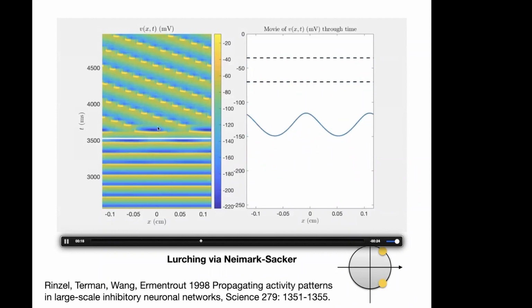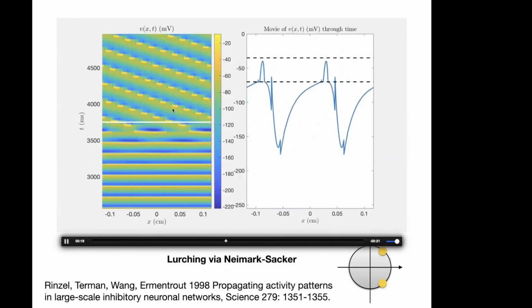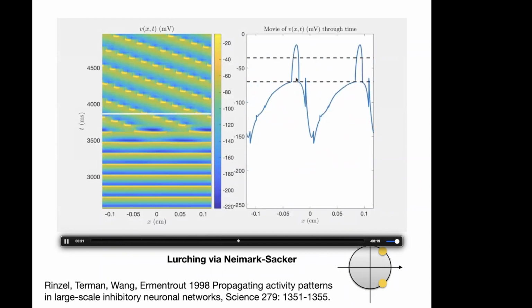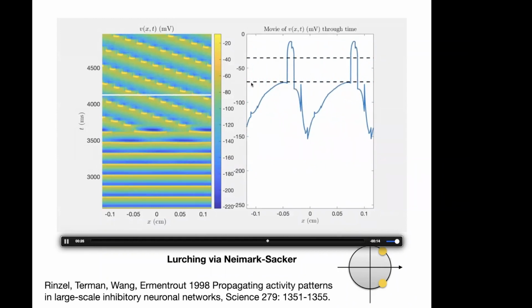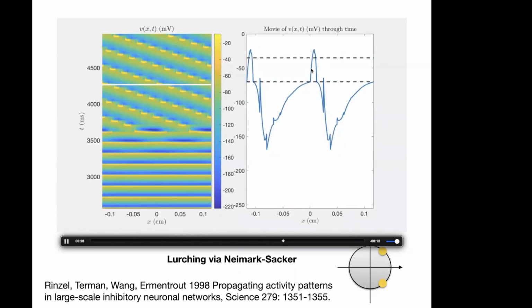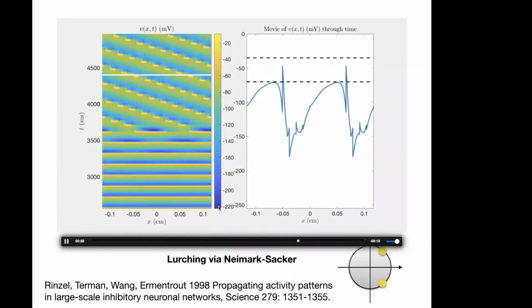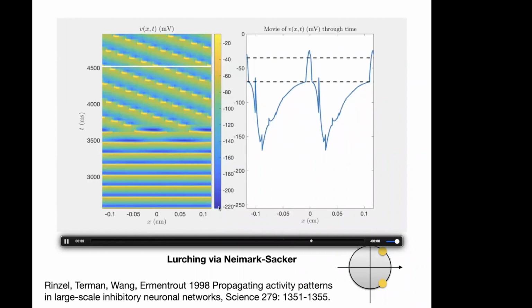And then things start to break up nicely in the sense that you see novel patterning. And you see the emergence of waves where there's no natural traveling wave frame, but things sort of jump across from right to left. And these have been termed lurching waves.